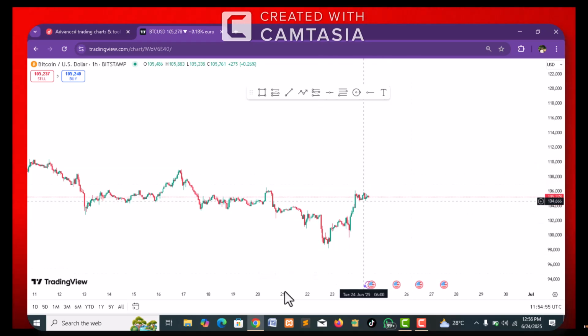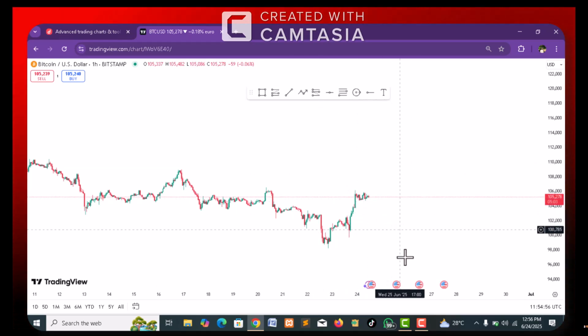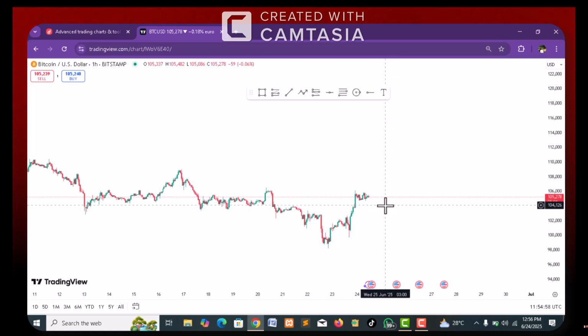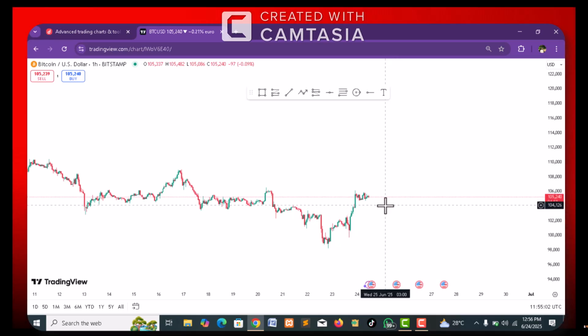Now this market is going up, we won't say let's sell, because we are expecting the market to go up. So what we are expecting here is a buy. Let's get a buy confirmation and take the buy here.